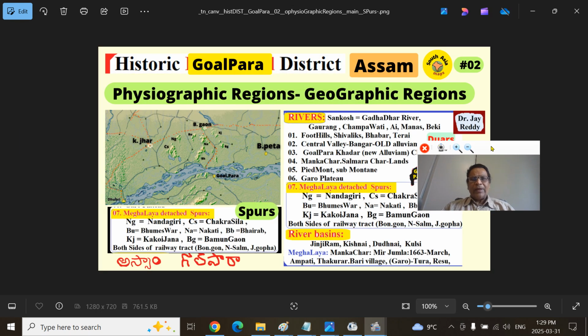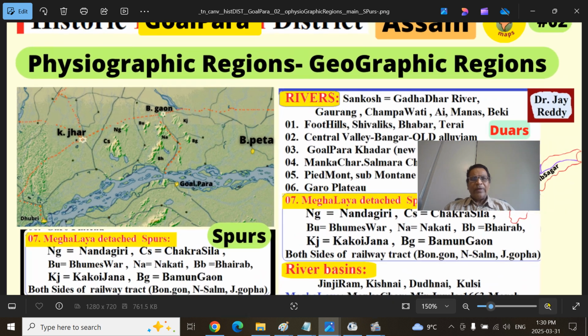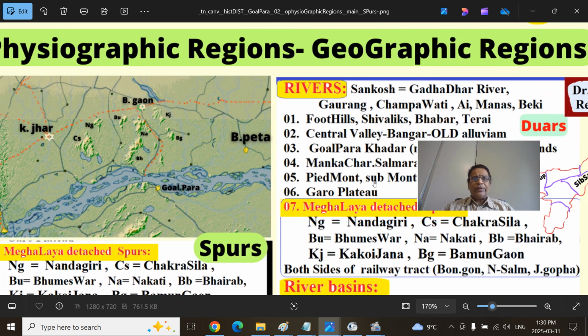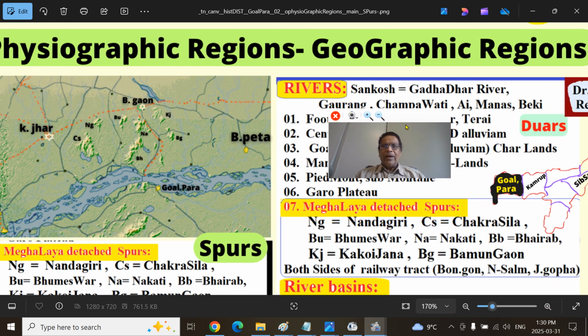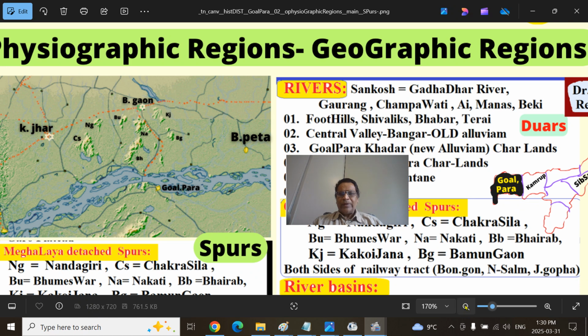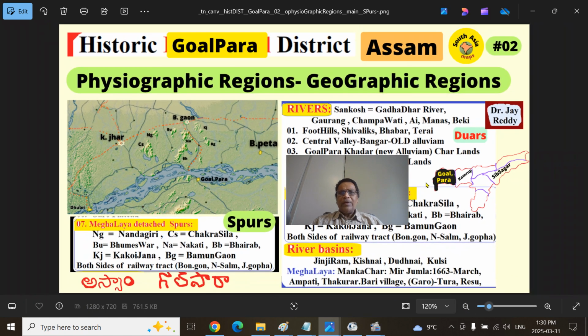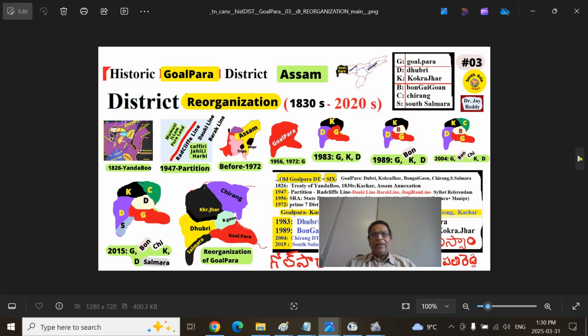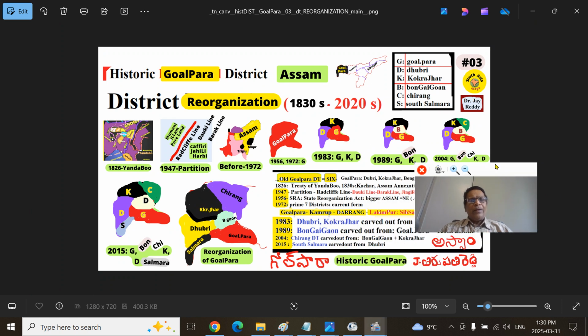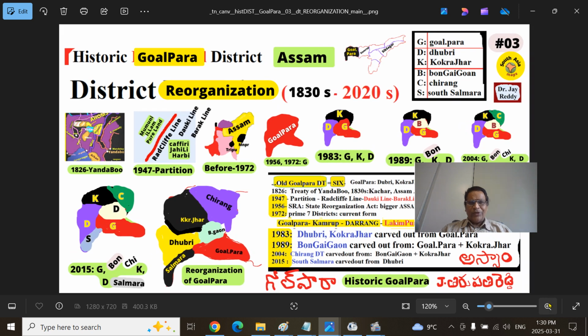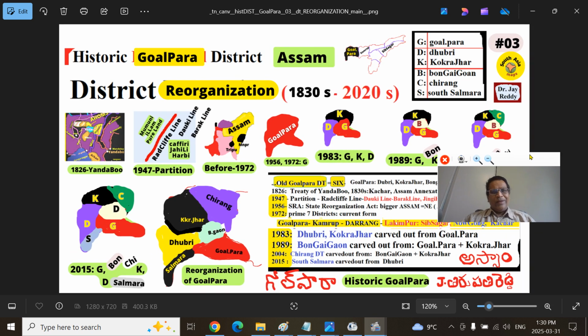Maybe I have not shown this, but I have shown somewhere in detail the spur regions. We talked about Nandagiri and Chakrasila and so on. This is part 2. In part 3, we'll be talking about the district reorganization metamorphosis. The old Goalpara district is now constituted into 5 or 6 districts. We'll talk about that in depth in the next presentation.